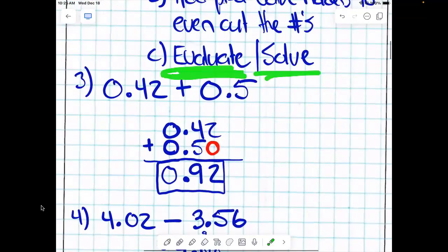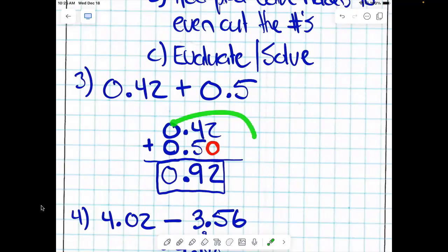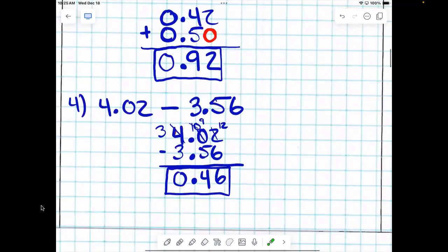First example. We have 42 hundredths plus 5 tenths. You can see I wrote the first number. Easy. Then I wrote the second number by making sure these decimal points were lined up, right? Yes. I had a missing spot here. What did I put in there? Add them up, you're good to go, right? Yes.